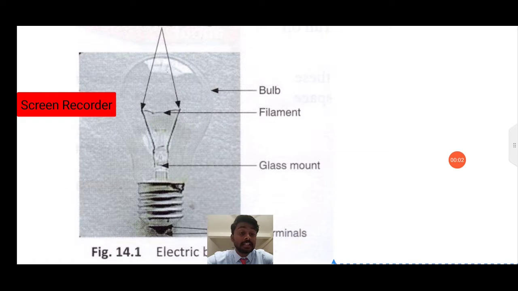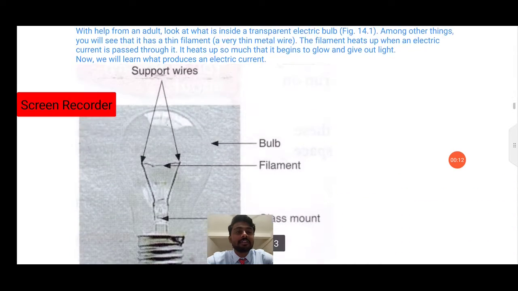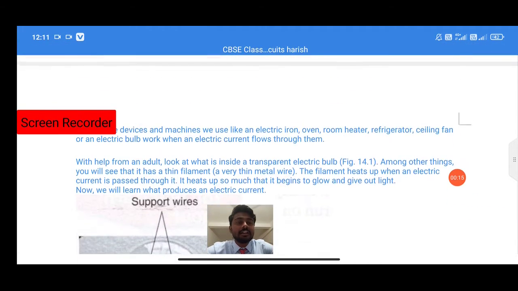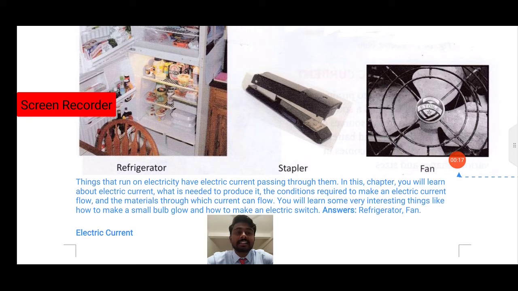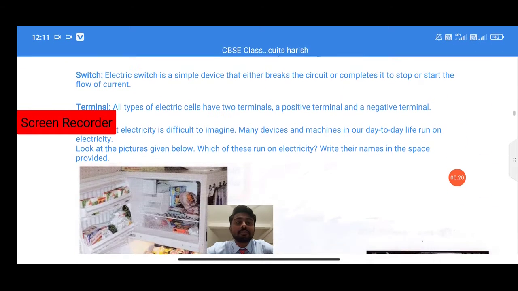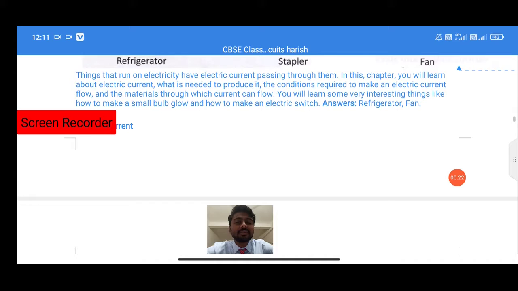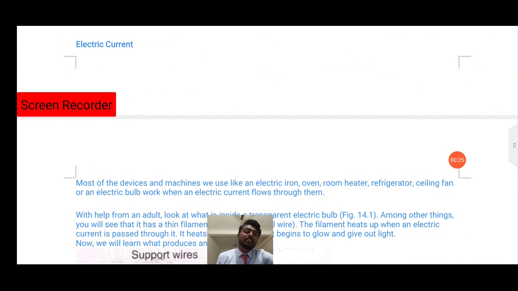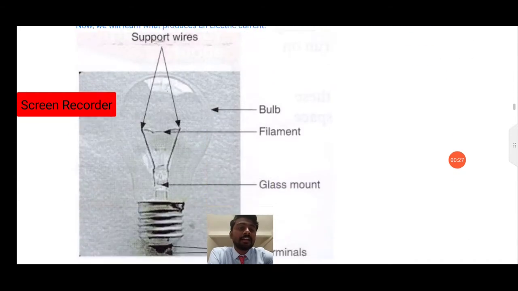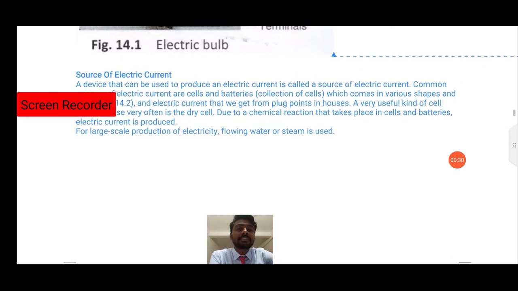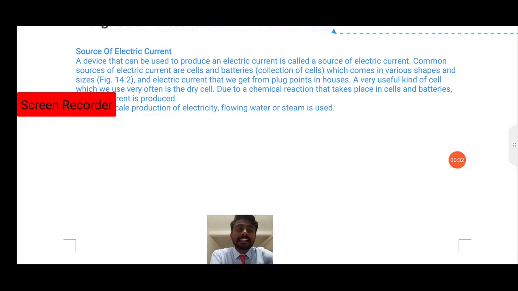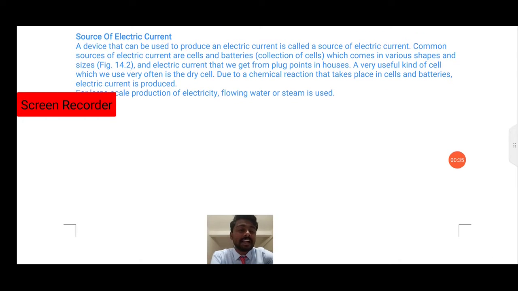Students, in the last class we discussed electric bulbs, electric current, and also insulators and conductors. Yes or no? Okay. We also discussed the electrical current and the electric bulb. Now we start the source of electric current.